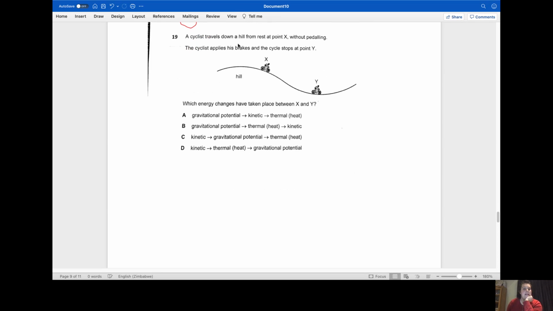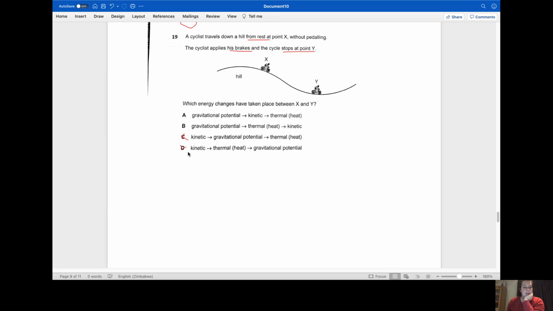Right, number 19. A cyclist is traveling down a hill from rest. Okay, that is important. He was at rest. In other words, he wasn't moving. And he doesn't pedal, but he applies his brakes, and then he stops. So, which energy changes have taken place between X and Y?